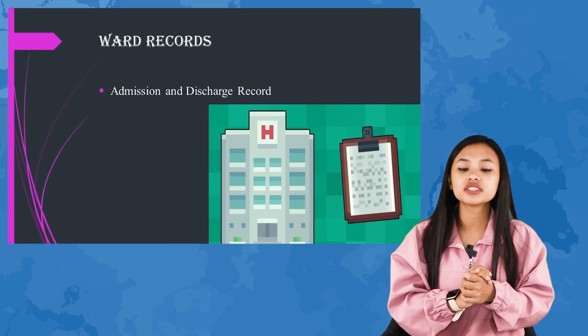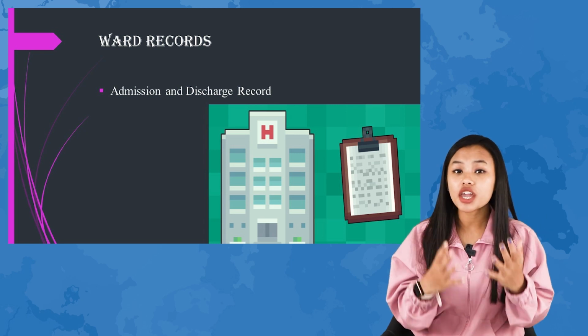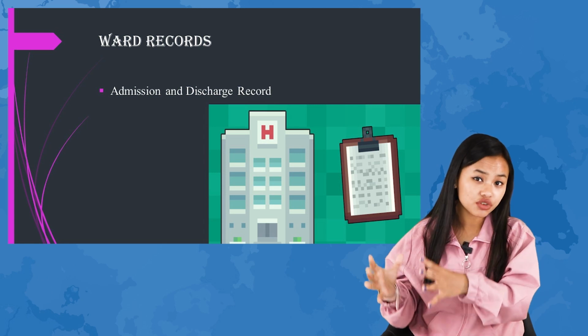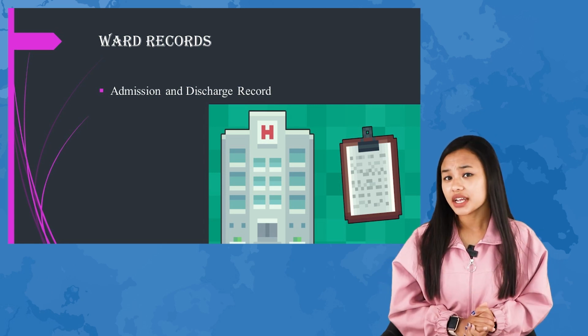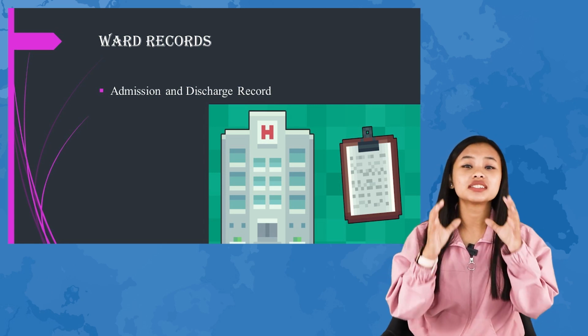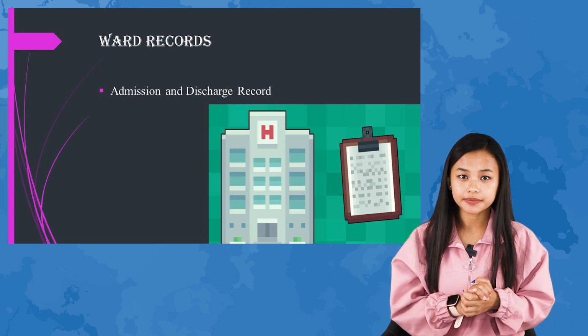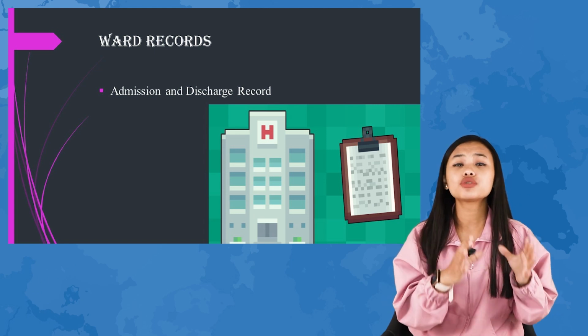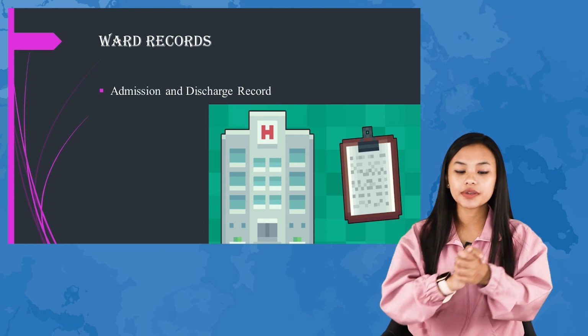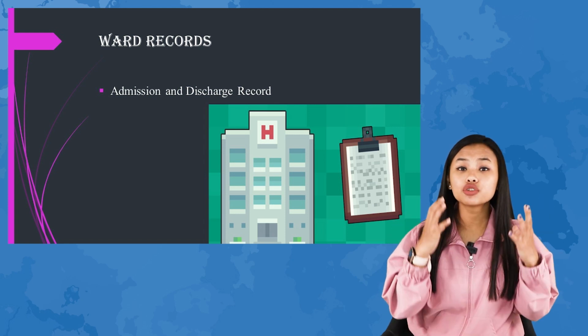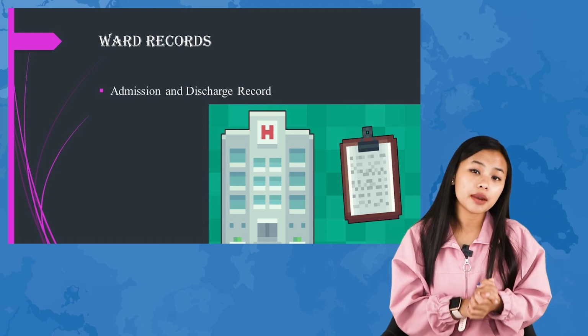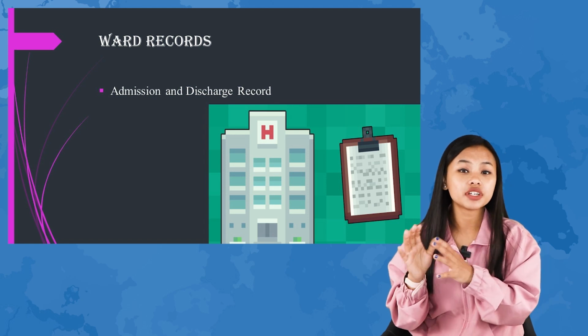These records should consist of the name, the age, the sex, the address of the client, the date and time of admission, as well as the diagnosis of the client. Why? Because it is only through these records that we will be getting an idea of the total number of the admissions which has occurred per day.